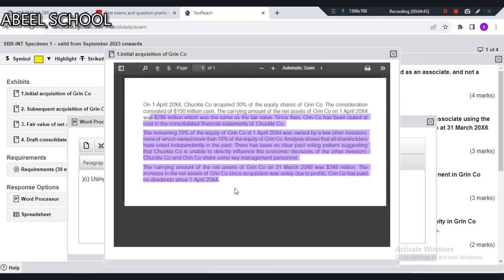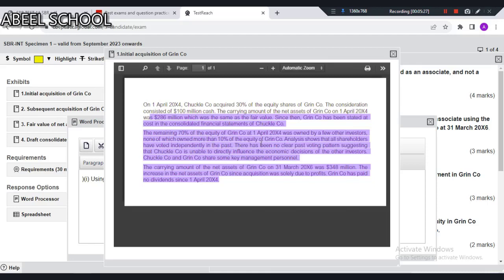Once we decide that Green Company is an associate, then obviously you cannot keep that associate at cost in group accounts. You have to follow the equity method of accounting in group accounts. Equity method means the original cost of investment, add share of post-acquisition net assets of the associate. So the parent is having a 30% holding. The remaining 70% of the equity shares of Green Company at 1st April X4 was owned by a few other investors. They are not dispersed, they are few, none of which owns more than 10% of the equity of Green Company.